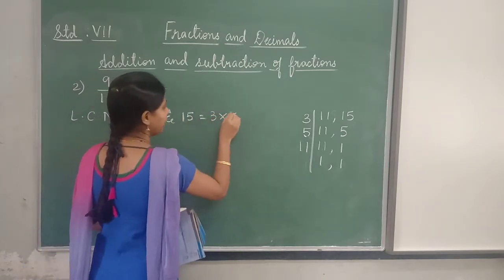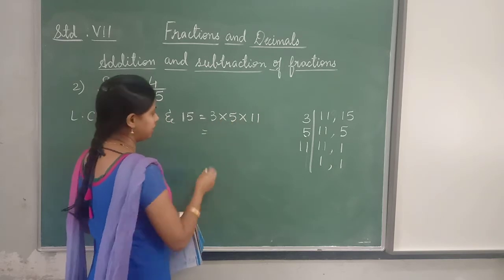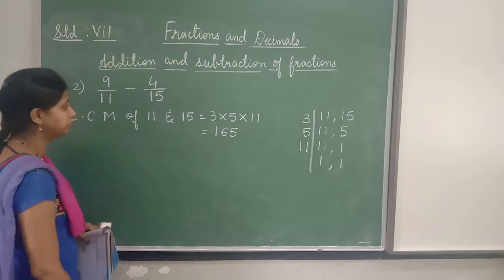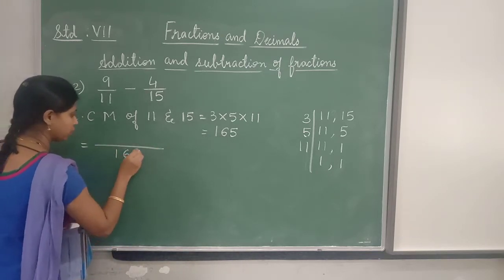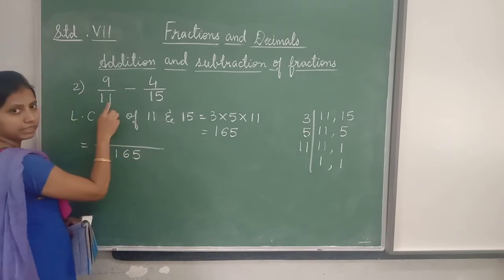So 3 into 5 into 11. Okay, 3 5s are 15. 15 into 11 gives you 165. Okay children. Now, in the denominator we have to write the LCM, that is 165.